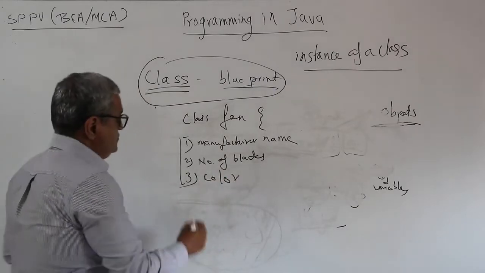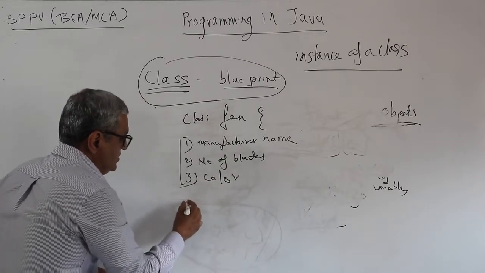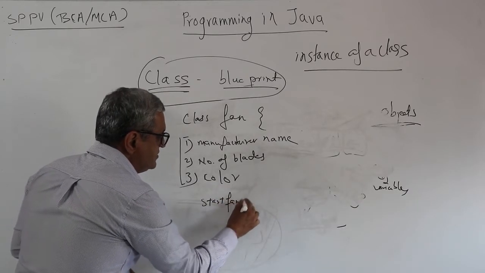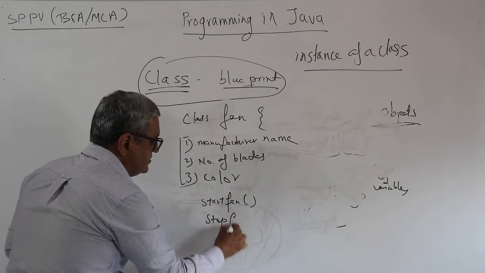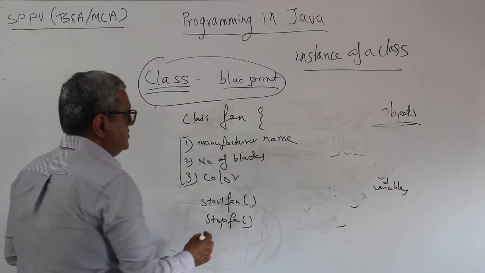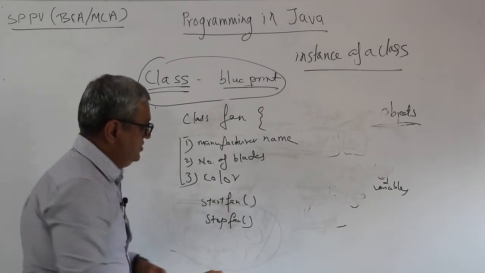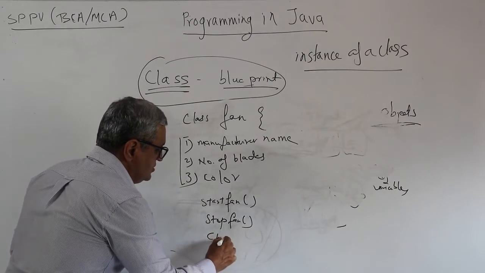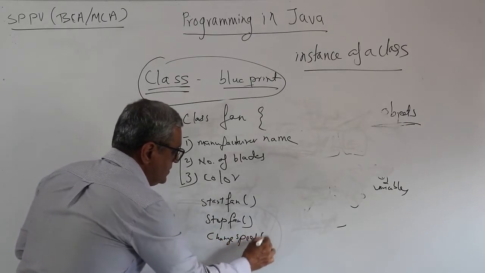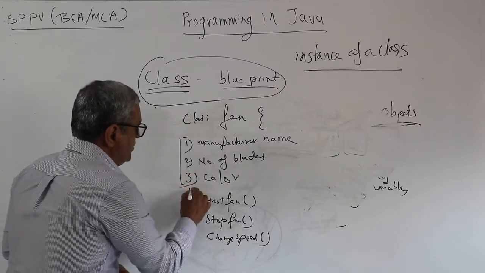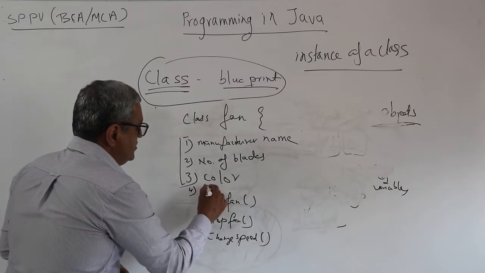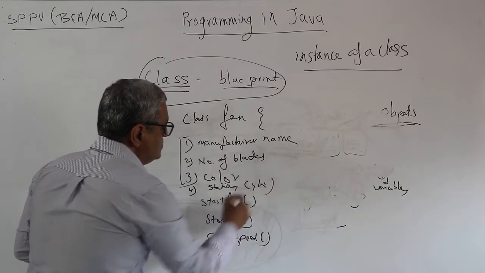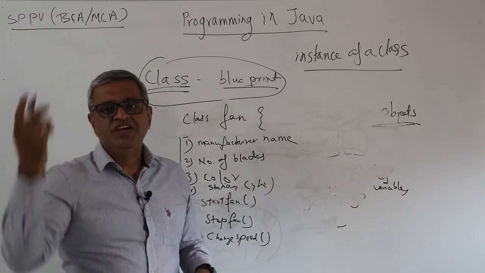right? So if these three are my attributes, then I can have operations like start fan, stop fan. Then I can have another operation like change speed. One more attribute I would like to add over here is stationary, yes or no. So if stationary is no, which means it's moving.